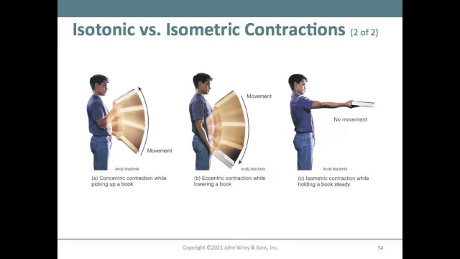You can see this concentric movement while picking up the book, and then an eccentric movement while we put the book back down on the table. This is eccentric. This is concentric. And this here is no movement, or what we call isometric. That diagram is very simple to understand.